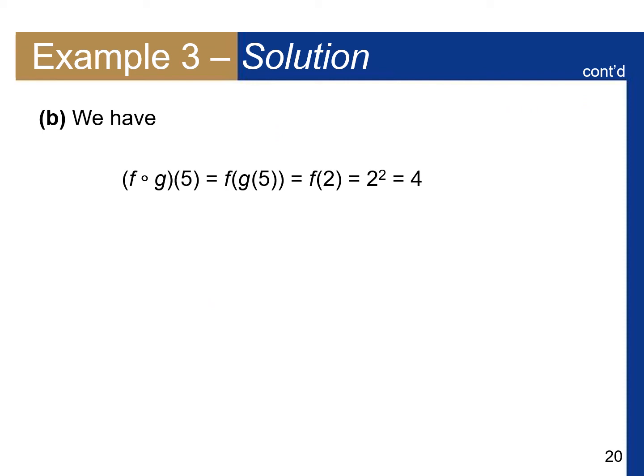Okay, so now I'm going to substitute my value of 5 into my composite function. And what I need to remember is that my g of x is x minus 3. So I'm going to plug 5 in for x, and I will get my 2. And then that value I'm going to plug into my f of x, which was x squared. So I plug 2 into x squared, and I get 2 squared, which is 4.